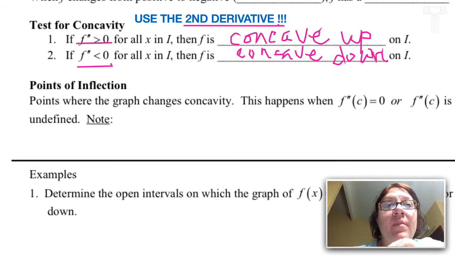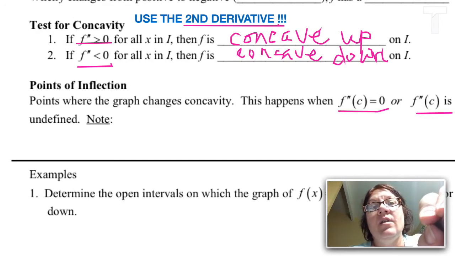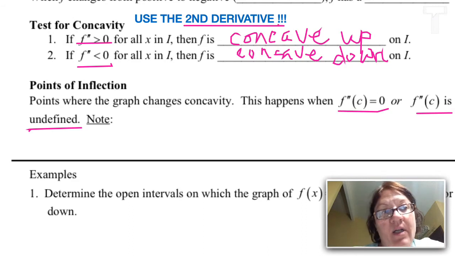Now, what you need to keep in mind, though, is that these points of inflection are going to happen whenever my second derivative is 0 or it's undefined. Just like when I was solving first derivative, I said equal to 0 and I said equal to undefined. But you do have to make one note about this. There's a catch. There's always a catch, Torres.